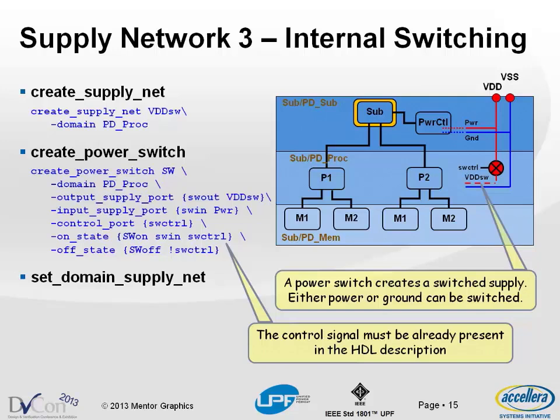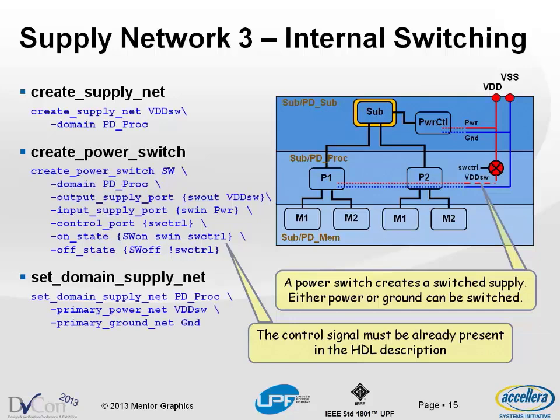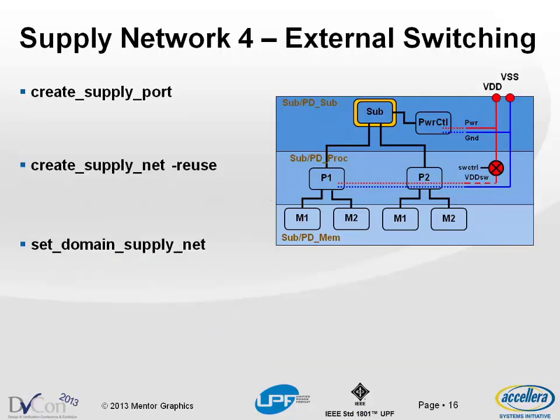Unfortunately, you already have to have that in your HDL, which kind of goes against the grain of using UPF on top of a design that is power agnostic. You'll see that we fixed that in 2.0. And as before, you set domain supply net to now power all the instances in this power domain with the switch supply. It's possible that you have a supply that is not switched internally, but you know it's switched externally.